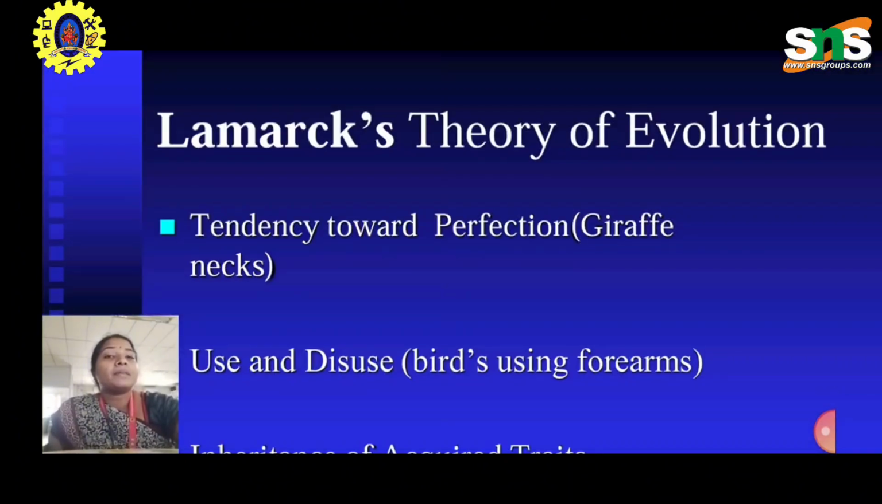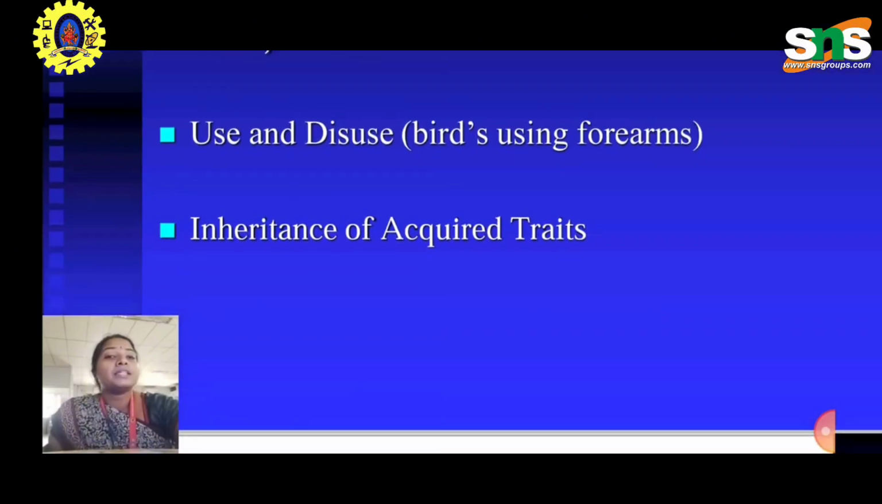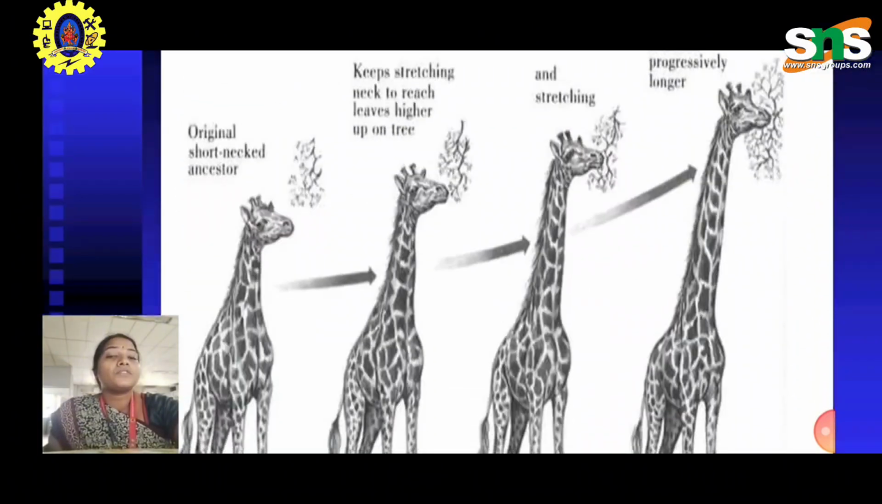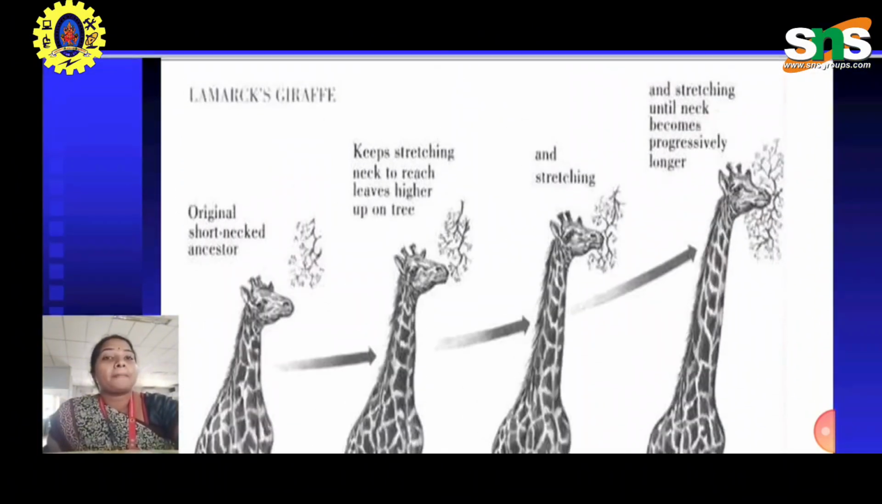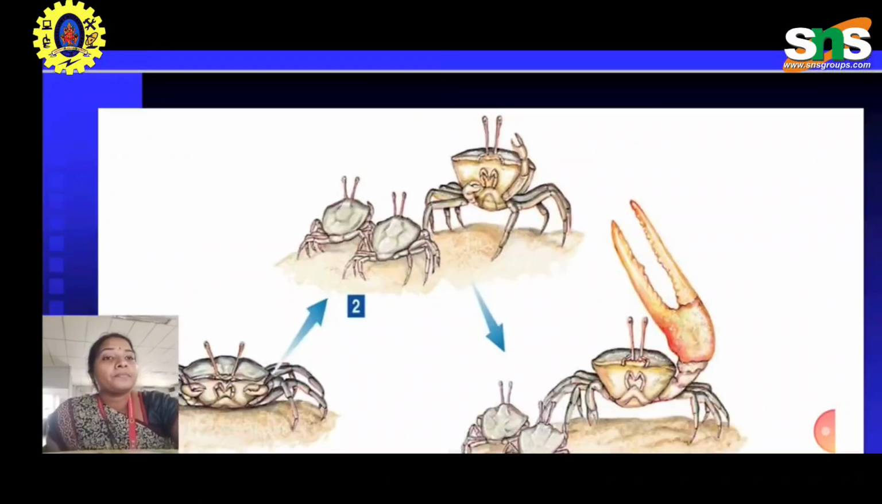Lamarck's theory of evolution is the tendency toward perfection, that is use and disuse, as in the giraffe, and inheritance of acquired traits. These are the things that come into the existence of genetics and the immune system. So we have to analyze Lamarck's giraffe. The original short-necked ancestor keeps stretching its neck to reach leaves higher up on the tree, stretching until the neck becomes progressively longer.